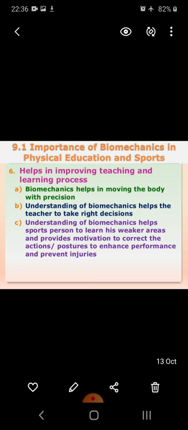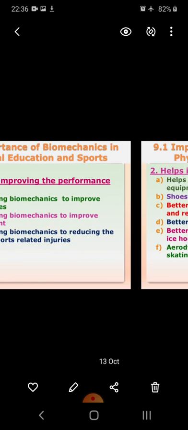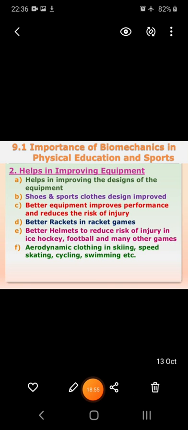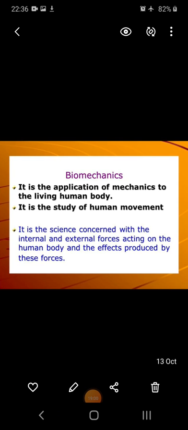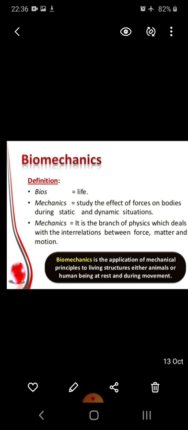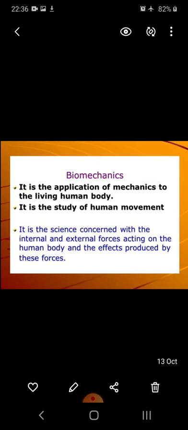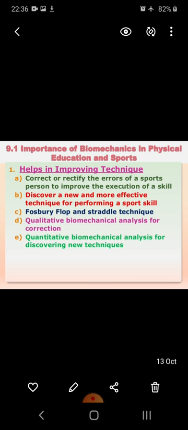So this is all about the importance of biomechanics in physical education and sports. So today we have come to know about the meaning and definition of biomechanics and sports and their importance. So this is all about the meaning, definition, and importance of biomechanics and sports.